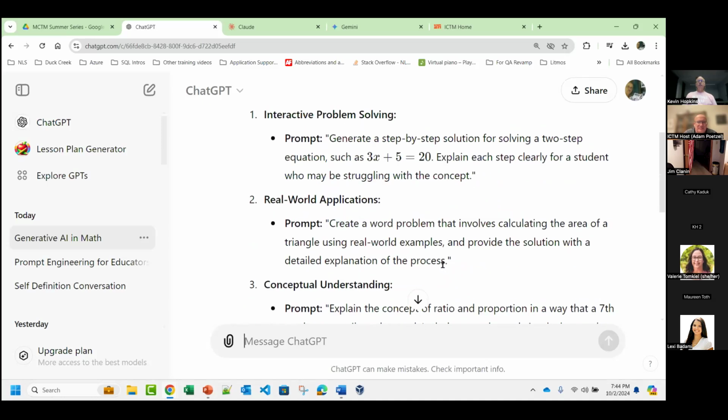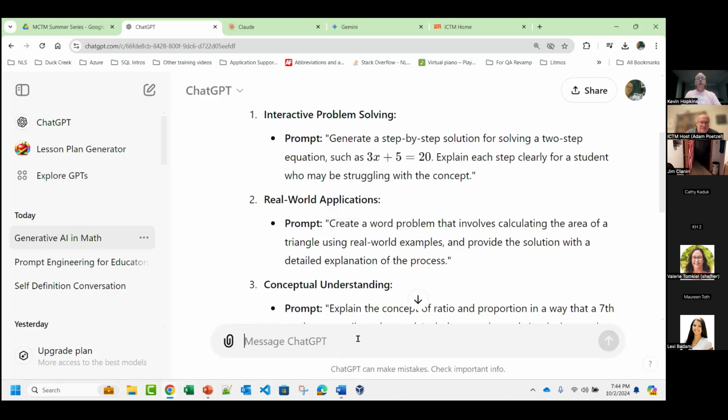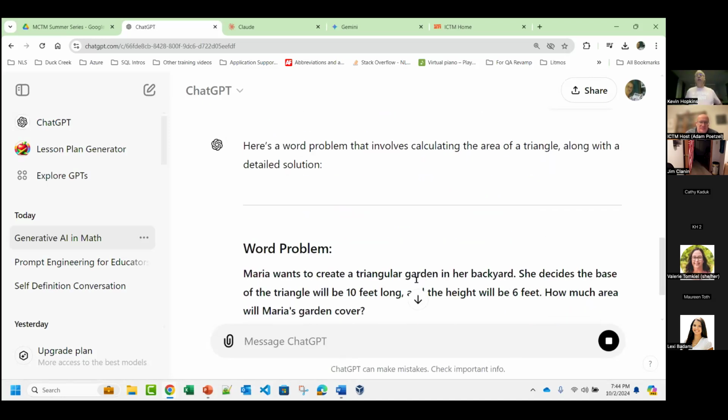So let's just try this one out. It gives the prompt. In fact, I don't even have to copy it. I'll just say do prompt 2. And it uses the prompt 2.